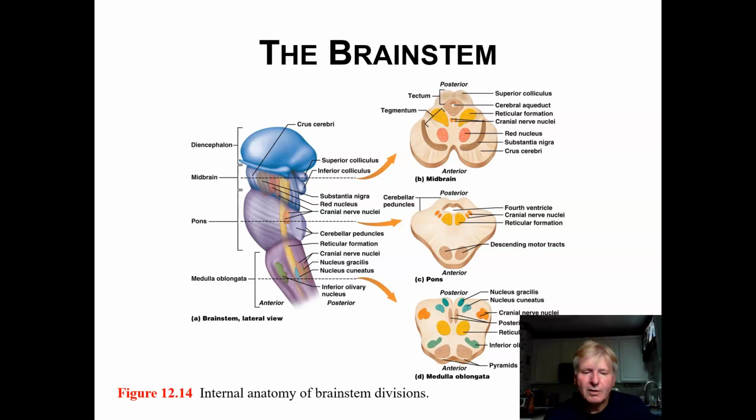So this is the internal anatomy of the brainstem, showing you the features that we just went over from a lateral view and a cross-sectional view from the different regions of the midbrain on top here, pons in the middle, and medulla. Always remember the dorsal, posterior side will carry sensory. The ventral side will carry motor information. That's where you find the pyramids.